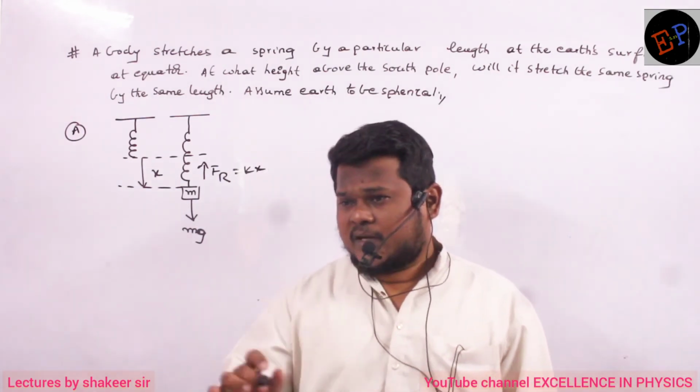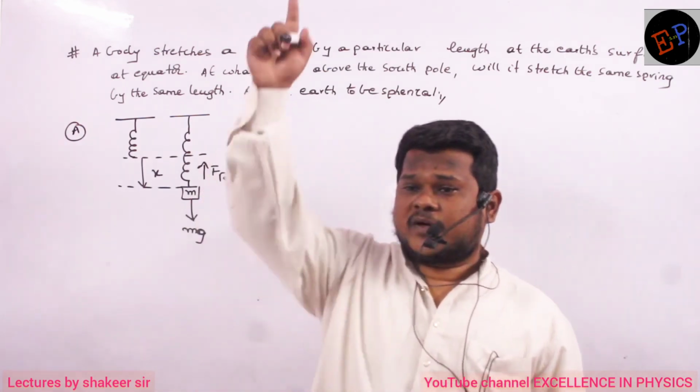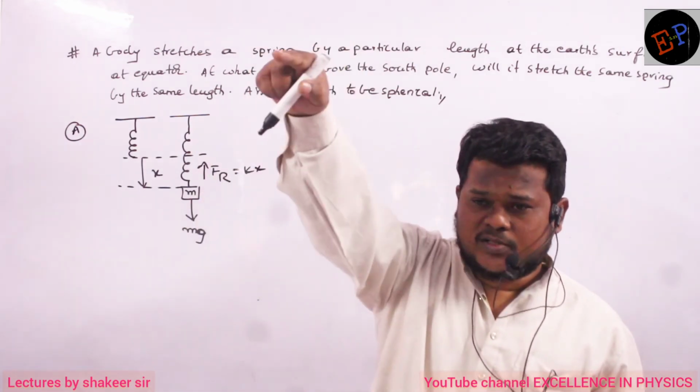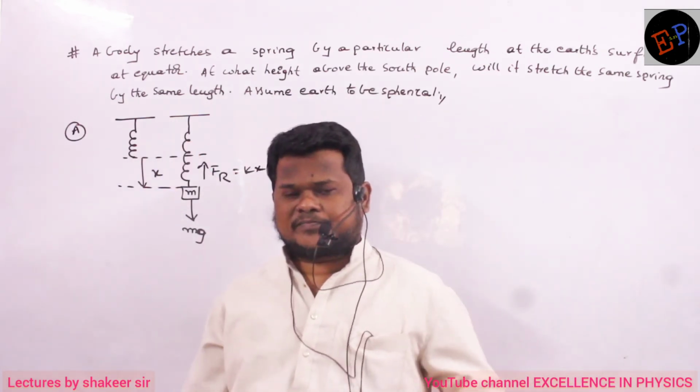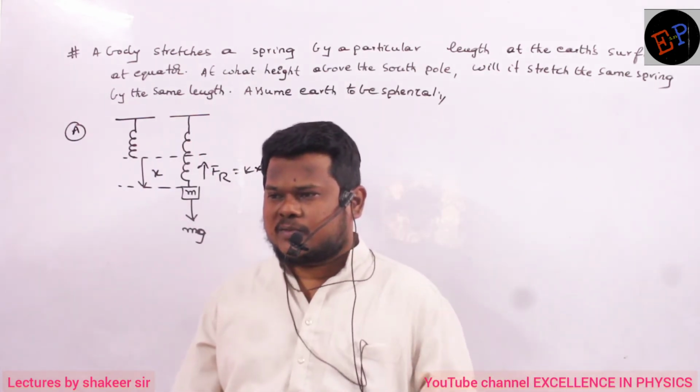So what is the g value at the equator? The same g value should be present at the poles also. Then only the same body can produce the same elongation. You understand where we are reaching from where.